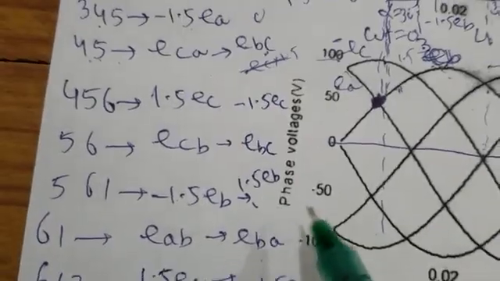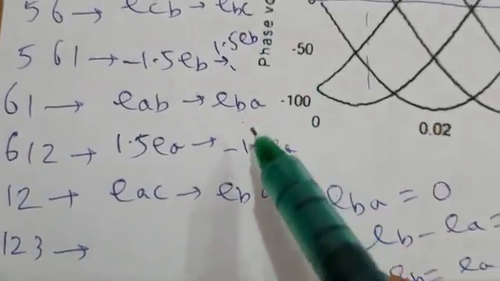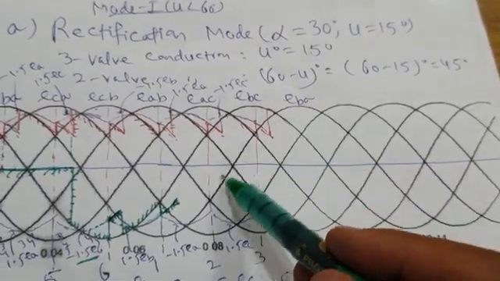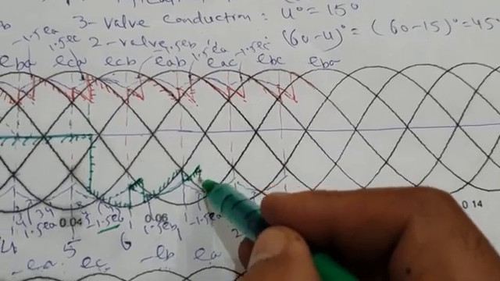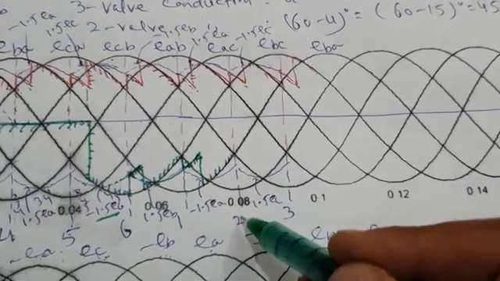After that, it becomes EBA. After 1.5 EB, it becomes EBA. Where is EBA? You have to search for this EBA. This is your EBA. See, this is EBA. So it will follow this same EBA. It will drop, come down, and follow this EBA till valve 2 is fired.